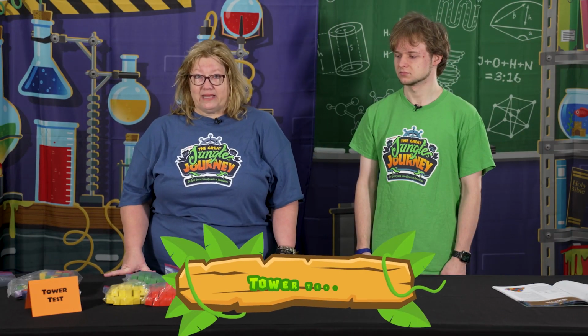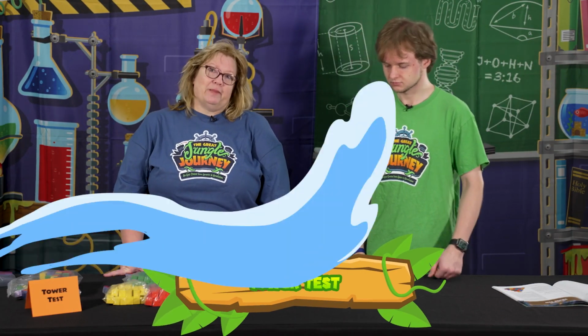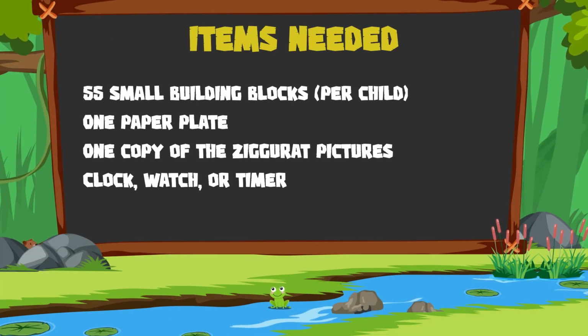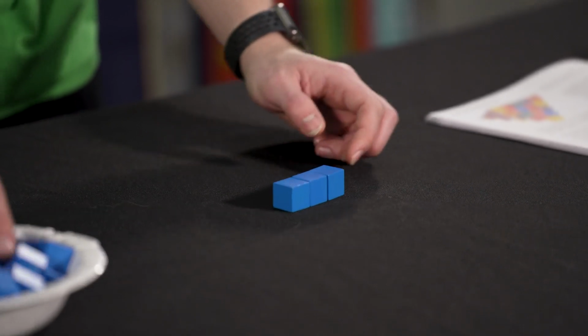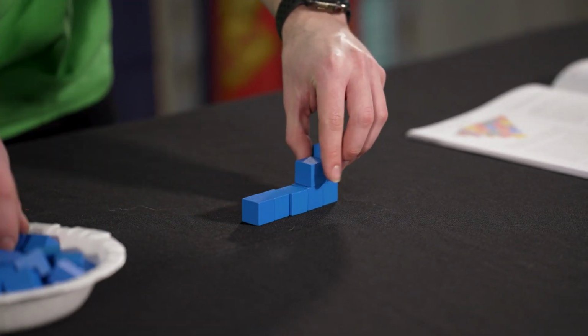This is day 3, Jungle Journey Science, Tower Test. Now in this experiment, rather than having the kids learn a little lesson and then experiment, we started backwards. So our instructions were, I will give you 90 seconds to build a tower. Everyone step back, make sure you don't bump the table, and everyone's going to build a tower. And so we let them build for 90 seconds.